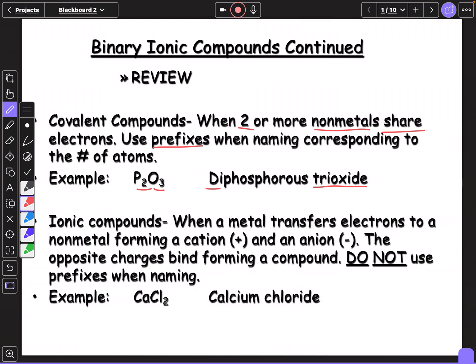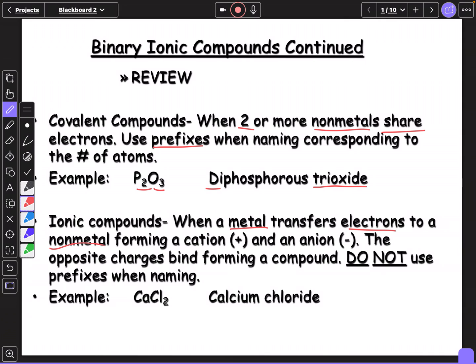Alright, now ionic compounds are different. That's when a metal transfers electrons to a nonmetal. Metals are to the left of the stair-step line, that's how I know if something's a metal. If it's to the right of the stair-step line on the periodic table, that is a nonmetal.